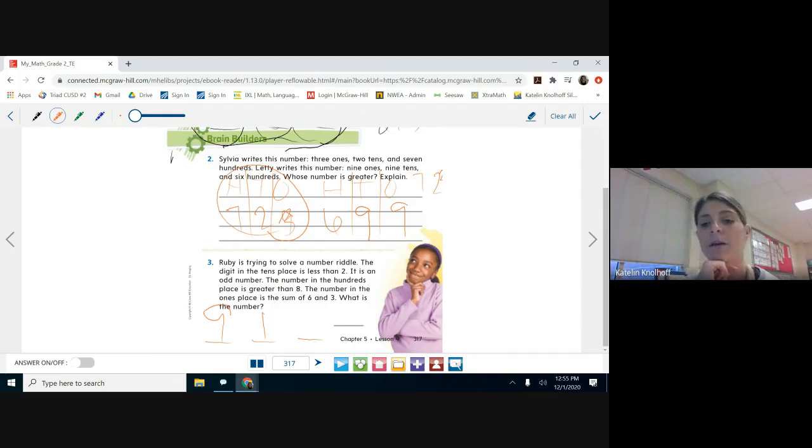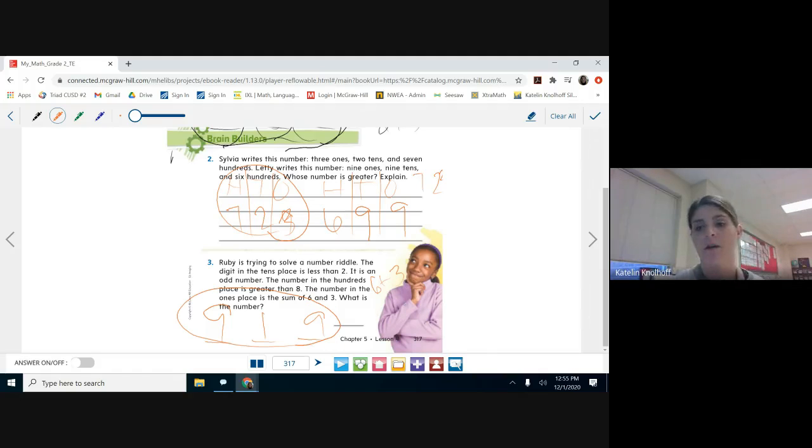The number in the ones place is the sum of 6 and 3. So we need to take 6 plus 3 to find the sum. 6 plus 3 is 9. So what is the number? It's 919. When you're ready, go ahead and go to 318.